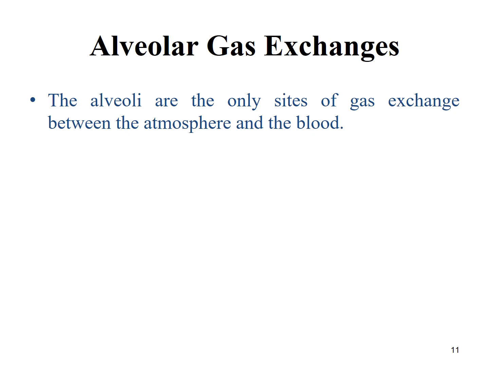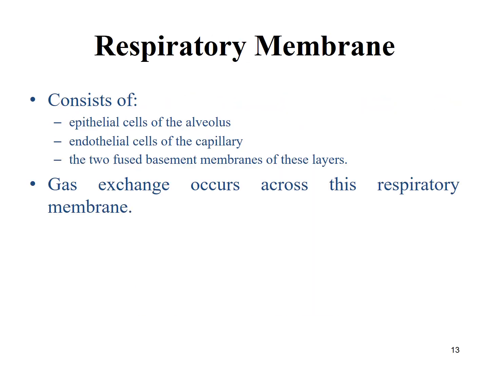The alveoli are the only site of gas exchange between the atmosphere and the blood. The respiratory membrane consists of several layers. You have the epithelial cells of the alveoli. These are simple squamous epithelial cells, and the endothelial cells of the pulmonary capillaries. These also consist of simple squamous epithelial cells. Just keep in mind that both of these layers have a basement membrane. Gas exchange occurs across this respiratory membrane.